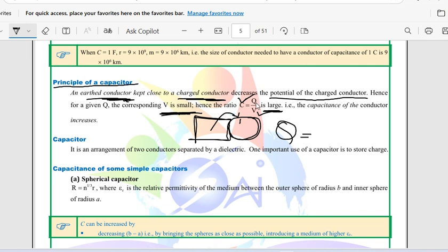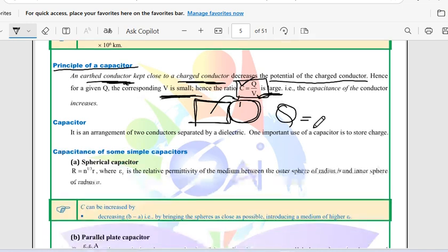Just keep in mind that in the equation C is equal to Q by V, if I keep an earthed conductor with a charged conductor, the potential of the charged conductor will decrease, because I kept the charged conductor with an earthed conductor. Hence, for a given charge, if the capacitance increases, then the potential will decrease. This is how the capacitance of the conductor increases.